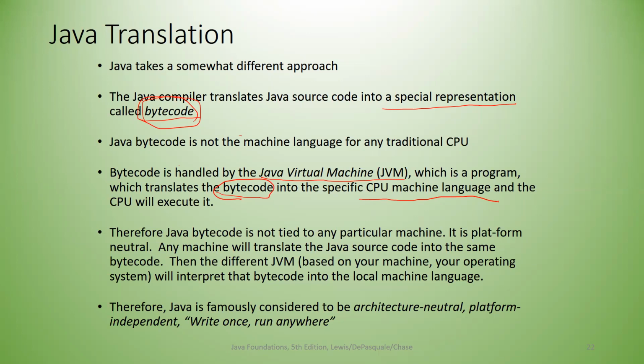Okay, and therefore, Java bytecode is not tied to any particular machine. It is platform neutral. Any machine will translate the Java source code into the same bytecode. Then the different JVM, Java virtual machine, will interpret that bytecode into the local machine language. So we say Java is architecture neutral, platform independent, right? Write once, run anywhere. The difference is this, everybody.